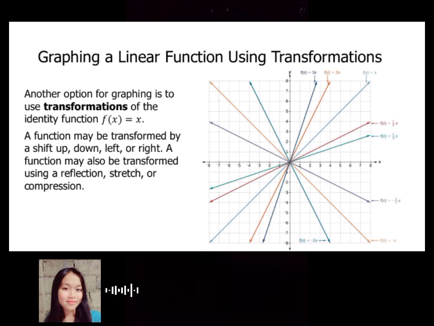Now, this time, let's learn how to graph a linear function using transformations. Another option for graphing is to use transformations of the identity function f of x equals x. A function may be transformed by a shift up, down, left, or right. A function may also be transformed using a reflection, stretch, or compression.